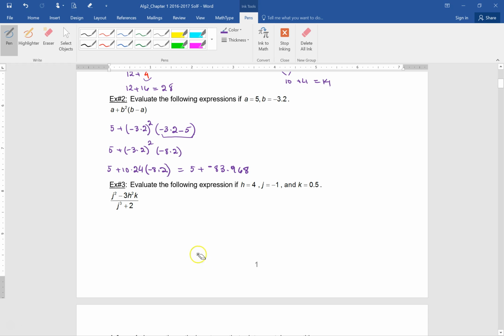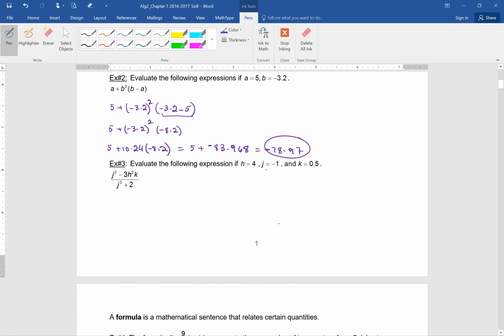Okay, and what happens when we add? 5 minus that gives us what? 78.97, right. So the instructions on the test will usually say round to the nearest tenth or hundredths or thousandths place. Okay? Any questions? Yeah. It's negative 8.2 times 10.24.